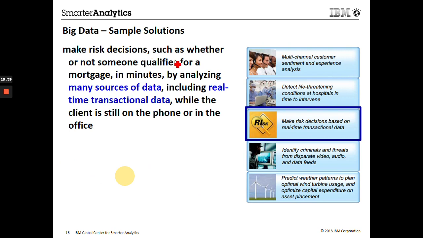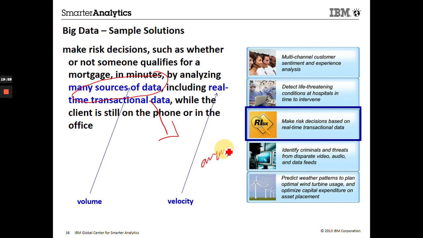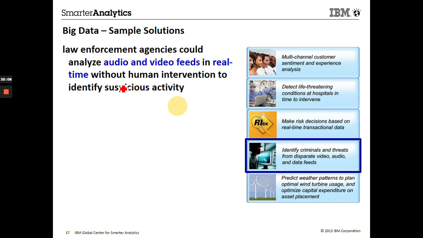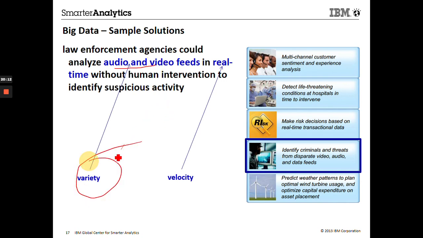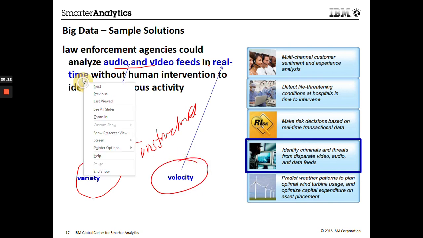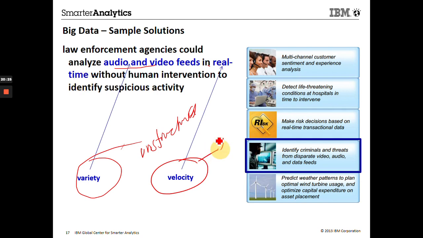And then we have make risk decisions such as whether or not someone qualifies for mortgage in minutes by analyzing many sources of data. Okay, many sources of data is volume and including real-time, so real-time velocity. So the amount of data over time. Real time data. And audio and video feeds. So audio and video feeds are considered variety. So it is unstructured yung variety natin. And then the velocity, the real time is in velocity of big data.